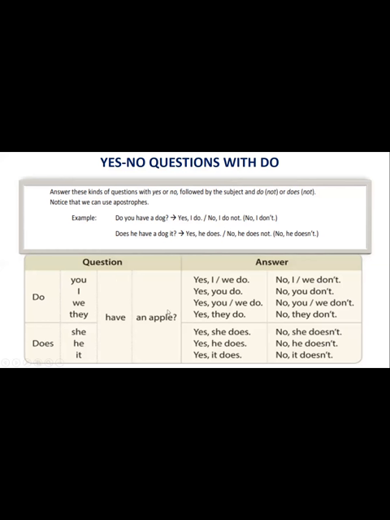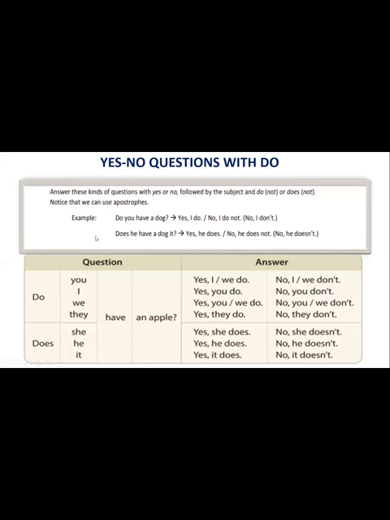No, no tiene, ¿verdad? Do you have an apple? Yes, yes I do, ¿verdad? Or yes, we do, ¿sí? Sí, sí tengo o tenemos, ¿verdad? Y negativo, no, we don't. No tenemos. So, in future, we are going to study this verb with more time. But I just wanted to show you.